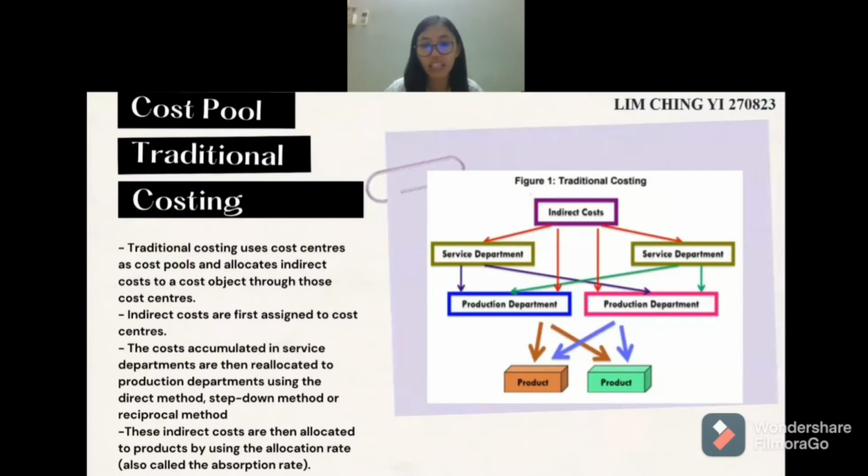Here, cost center includes service departments, which provide internal services to the other departments, and production departments, which directly participate in the production system. The costs accumulated in service departments are then reallocated to production departments using the direct method, step-down method, or reciprocal method. By this time, the indirect costs accumulated in production departments include the department's own indirect costs and any indirect costs received from service departments. These indirect costs are then allocated to products by using the allocation rate, also called the absorption rate.